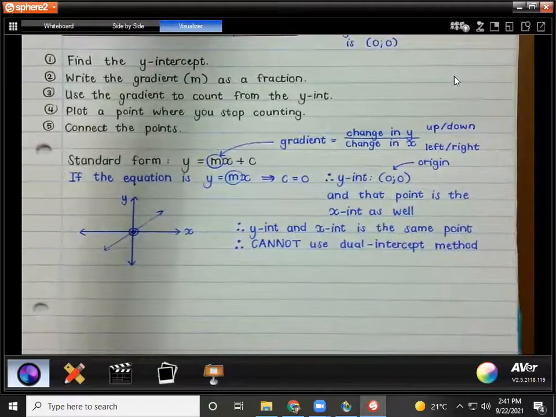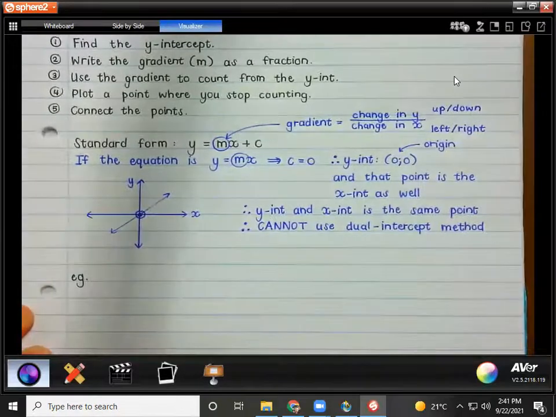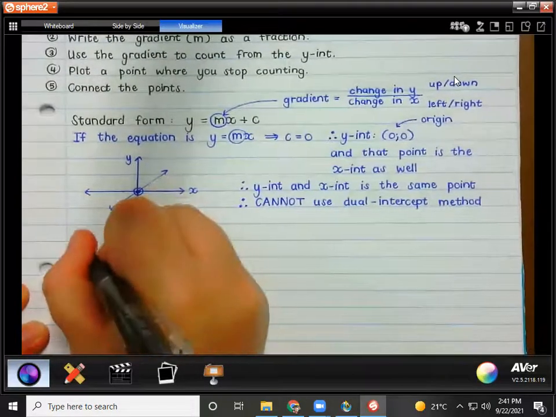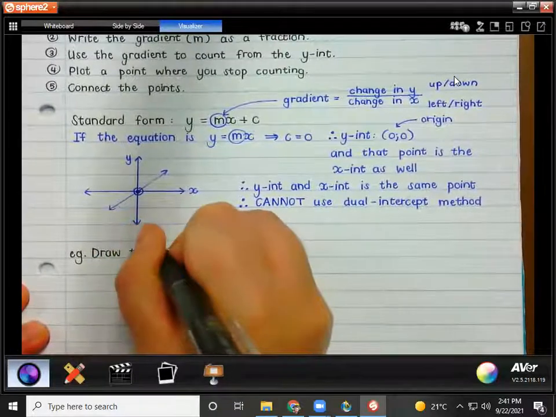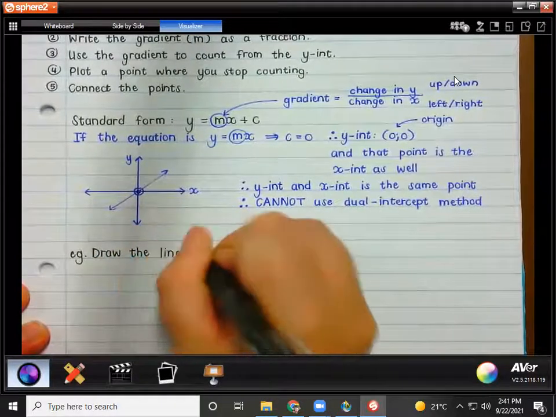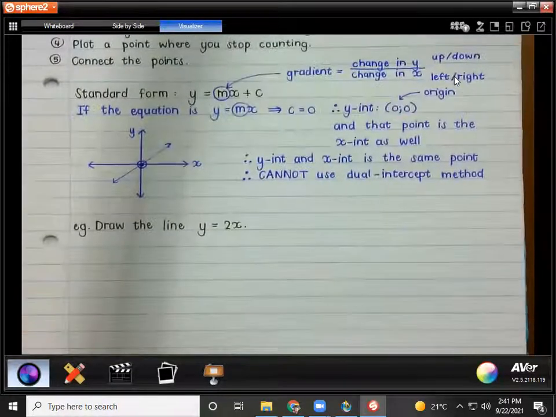We're going to do an example now so that you can see how we're actually going to do it. So for example, draw the line y equals 2x. That is the equation that we're going to draw.